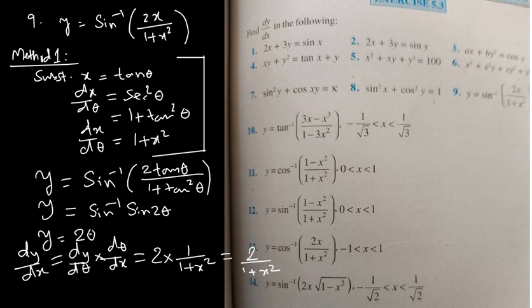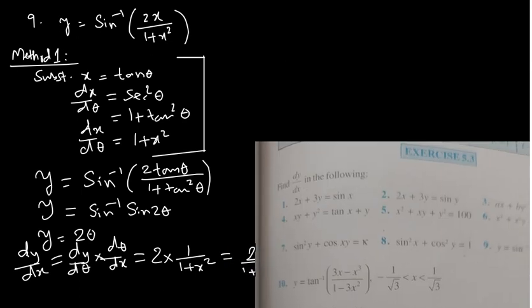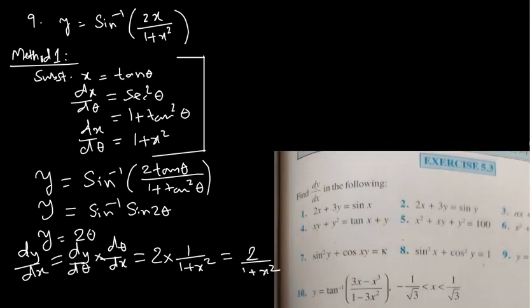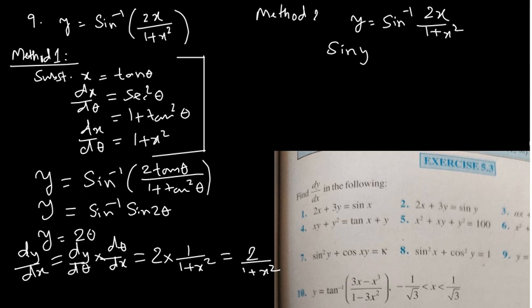Method 2, of course, sometimes will be too difficult, that means it will be lengthier, so we don't recommend using method 2, we recommend using method 1. Method 2 is y is equal to sine inverse of 2x divided by 1 plus x square. So this becomes sine y equal to 2x divided by 1 plus x square.